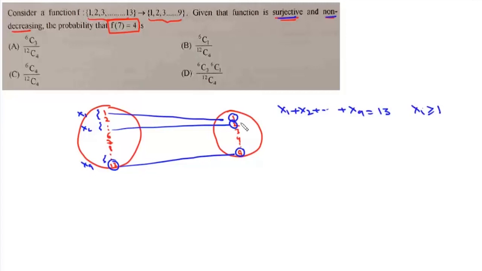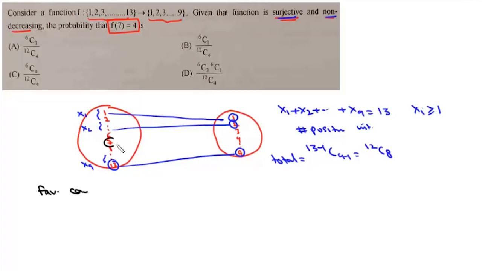At least one of the elements should be mapped to each element in B, so that this function can be a surjective function. So in this case, we just need to find the number of positive integral solutions. Now the number of positive integral solutions is given by n minus 1 C r minus 1, which is nothing but 12C8. So the total number of ways in which these functions can be defined so that the function is both surjective and non-decreasing is 12C8.